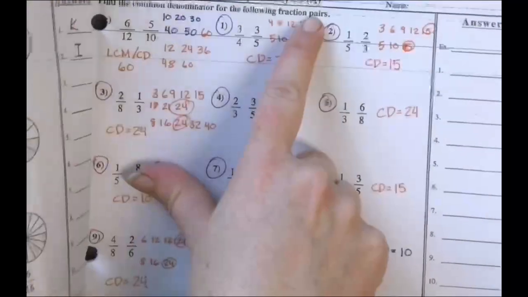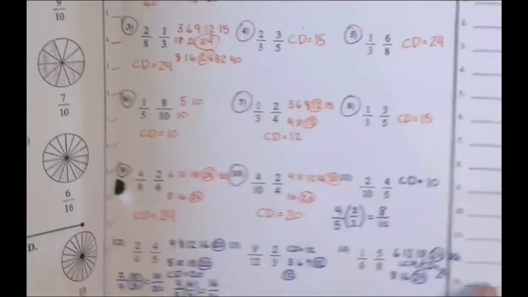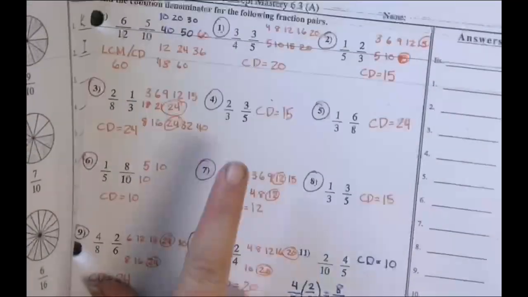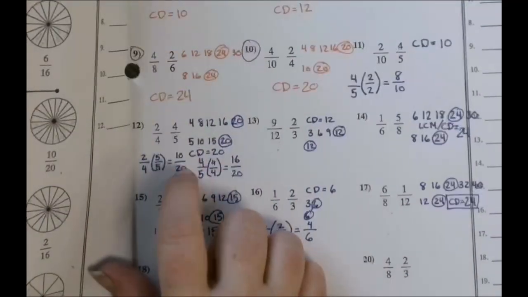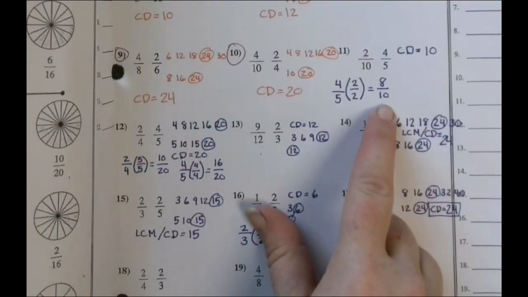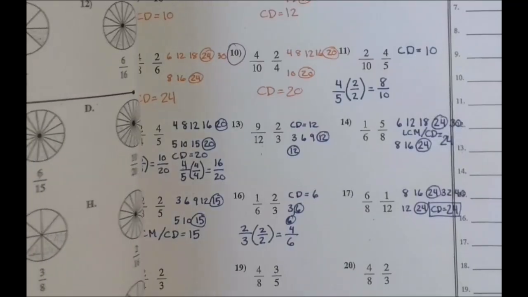But remember, your only homework for today was the first page, problems 1 through 10. And all you needed to do was the common denominator. If you want extra practice and to take it to the next level, go ahead and start converting. It's going to make it so much easier when we get to those lessons later on.